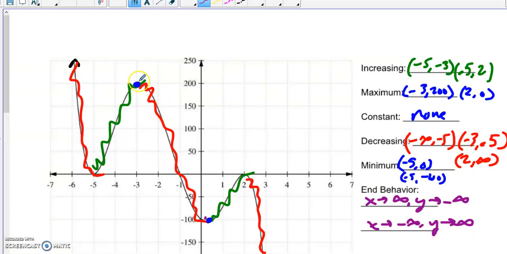2 maximums, 2 tops of hills, right there and there. 1 bottom of a valley, 1 minimum, oh, excuse me, 2 minimums. Right there is the bottom of a valley, right there is the bottom of a valley. Again, those are points. So this says, oops, yeah, 0.5, I know it's kind of hard to read, sorry. That says 0.5, -100.